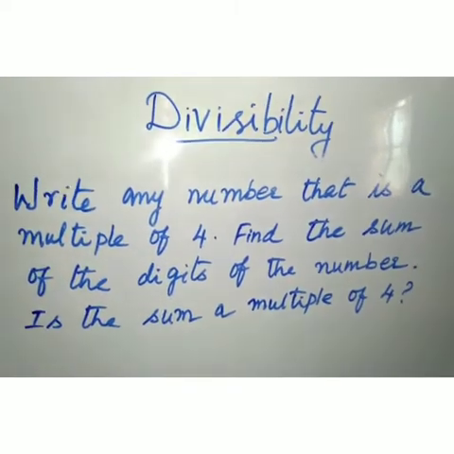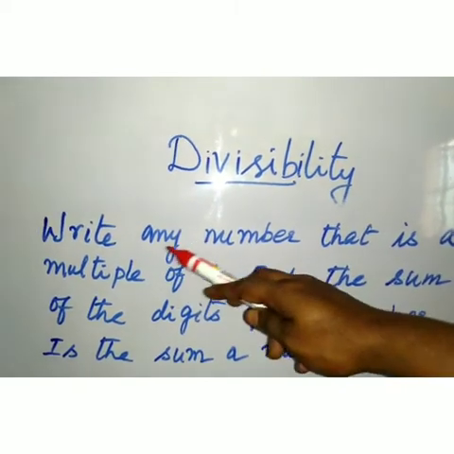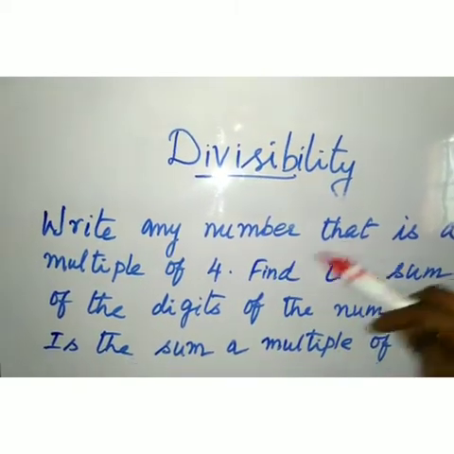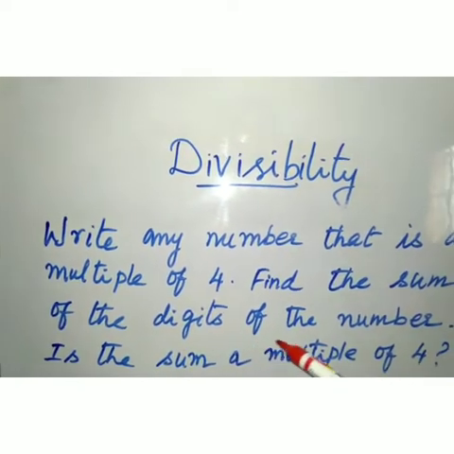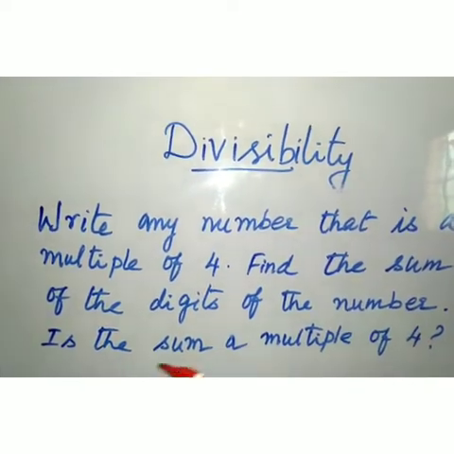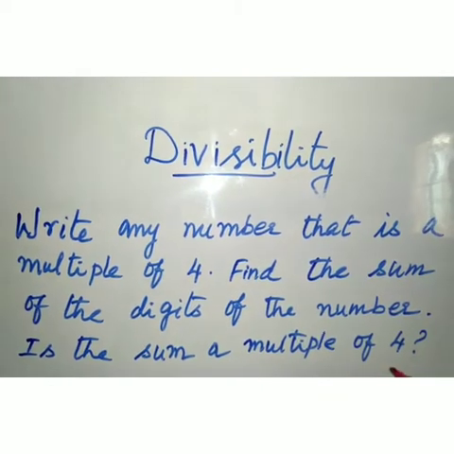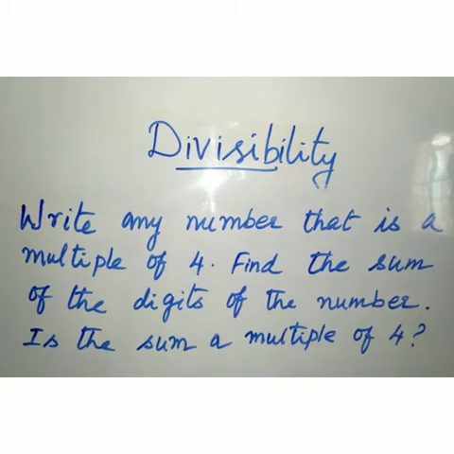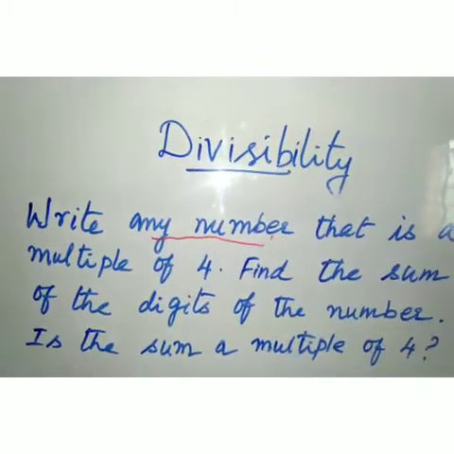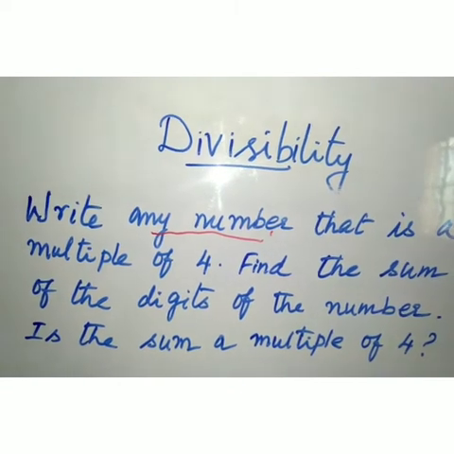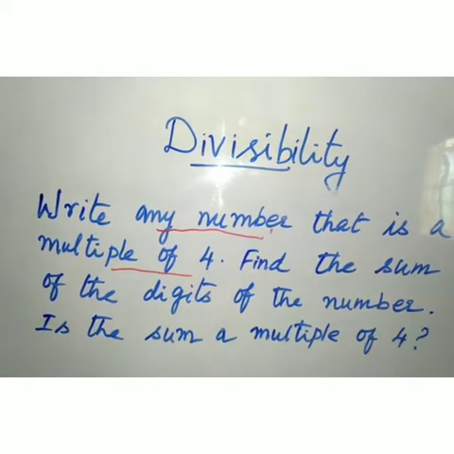Let me see a problem whether the number is divisible by the particular number or not. Look at the problem. Write any number that is a multiple of 4. Find the sum of the digits of the number. Is the sum a multiple of 4? Let me check now. To do this problem, you should know multiplication table 4.